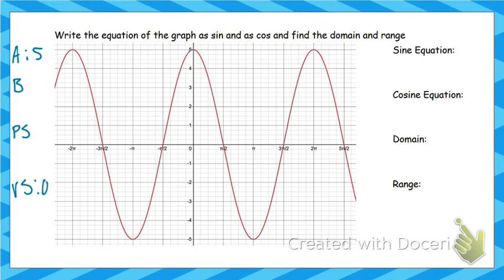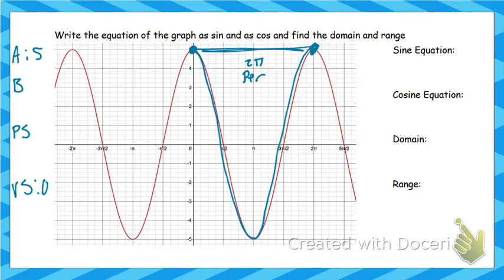All right, my B value. So find a point on this graph and see how long it takes to repeat. If you can start at 0, that'll make it a little bit easier. So if I go from 0, this graph will have repeated itself or completed a full cycle at 2 pi. So that total distance there is 2 pi. So the period is 2 pi. So the B value is 2 pi divided by 2 pi, which is 1.